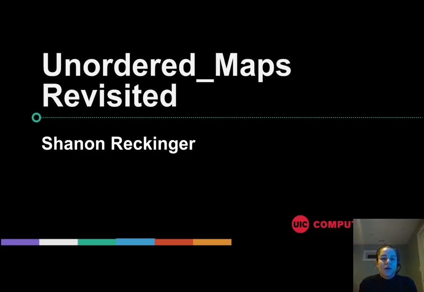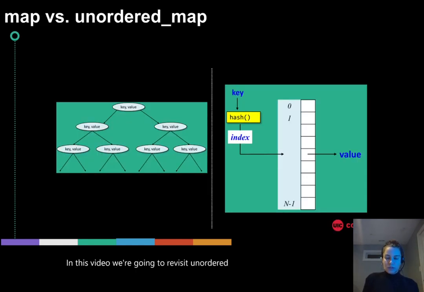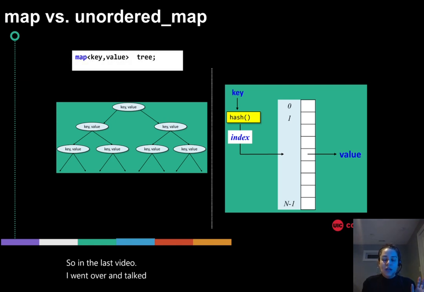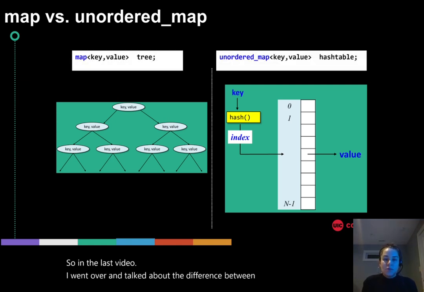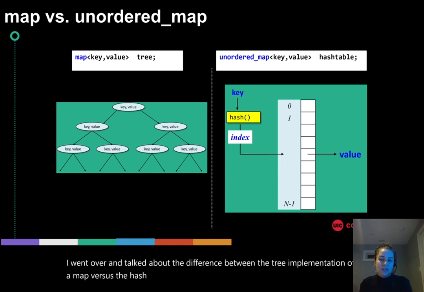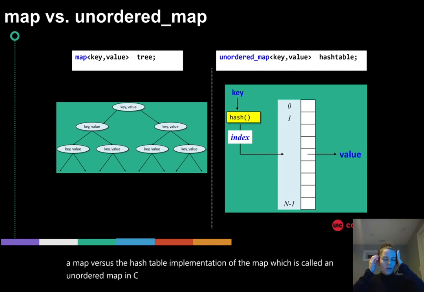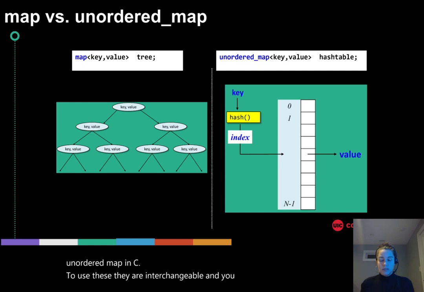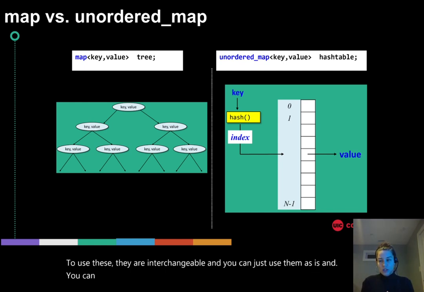In this video, we are going to revisit unordered maps. So in the last video, I went over and talked about the difference between the tree implementation of a map versus the hash table implementation of the map, which is called an unordered map in C++. To use these, they are interchangeable, and you can just use them as is. And you can try them out, and you can apply them to problems.